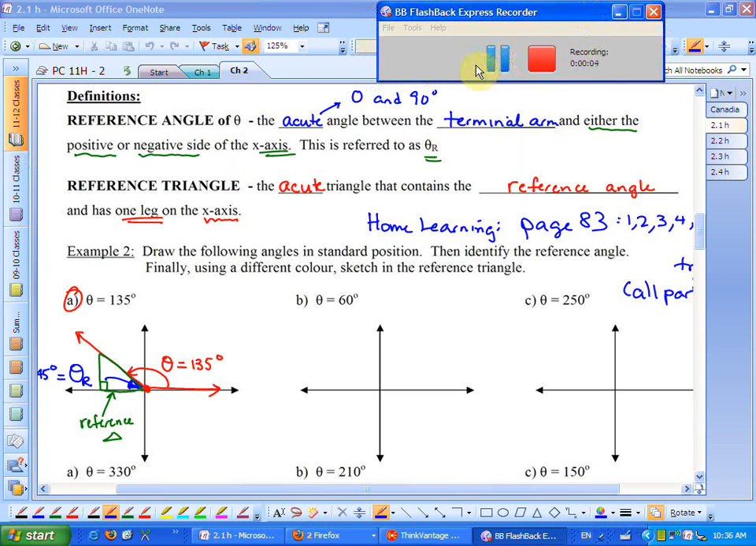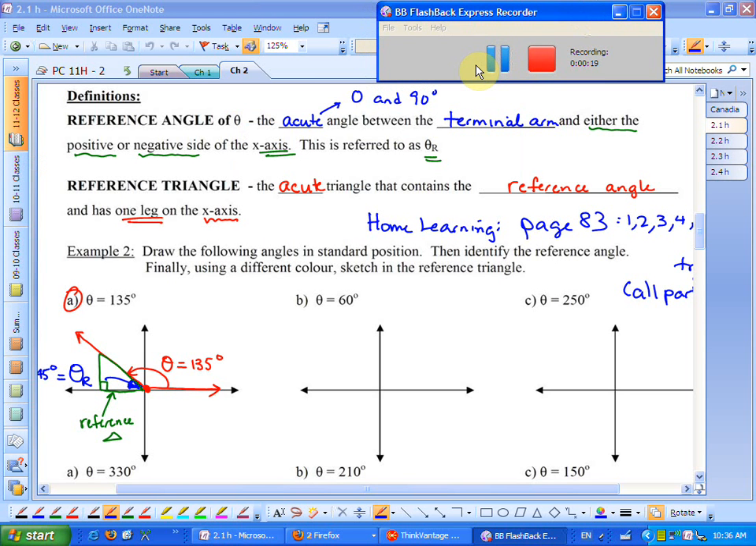Of the reference angle and the reference triangle. And I asked you to take a look at A on your own. We had to first draw the actual angle in standard position, and then identify the reference angle, and then draw what we call the reference triangle.